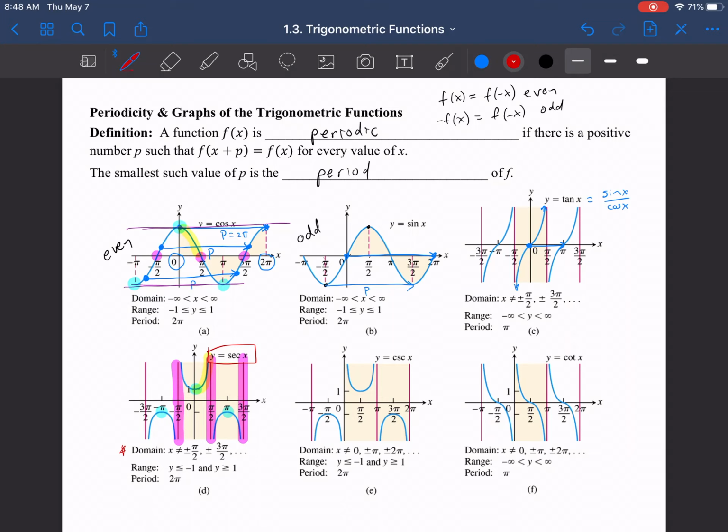Zeros become asymptotes, and small numbers become big numbers, and big numbers become small numbers. So try and go through and see if you can get from that graph down to that one. And then the same thing here for tangent. You can do the same thing to get the cotangent.